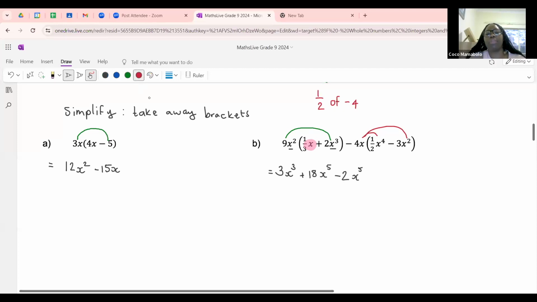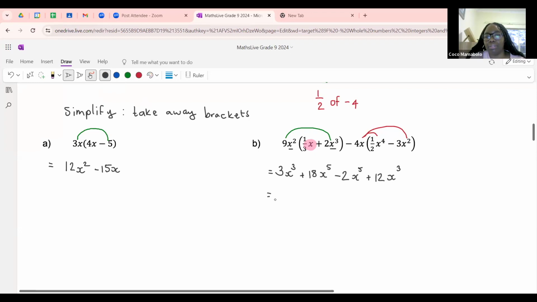Right. Then we need to do the last part. I've got negative 4 multiplied by negative 3. That's going to give me positive. A negative and a negative will give us positive. 4 times 3 is 12. And then we need to do the x's. Then I've got x multiplied by x squared will give me x to the power of 3.